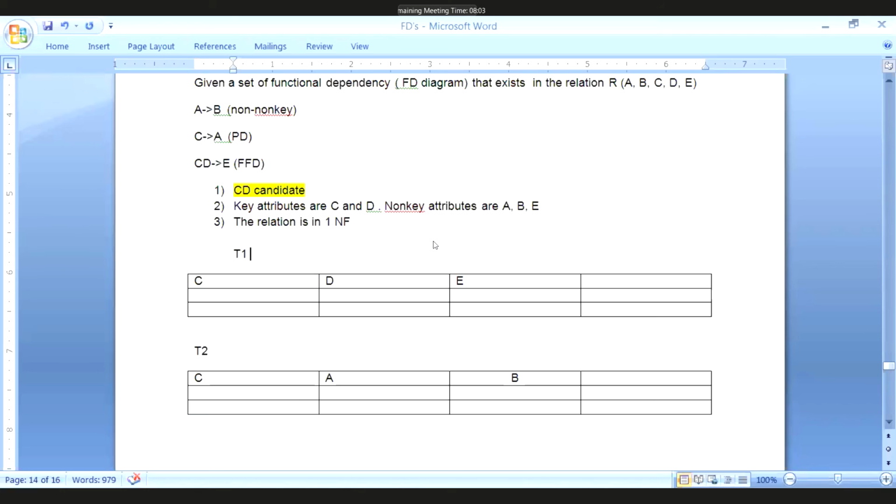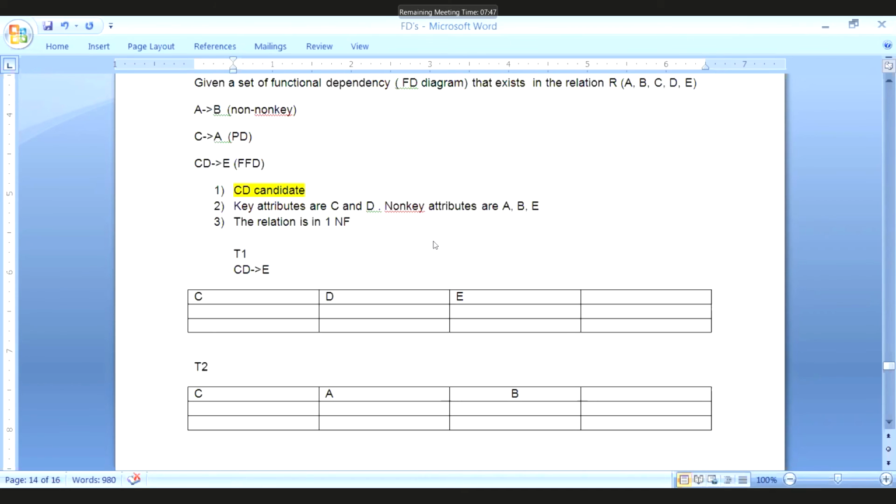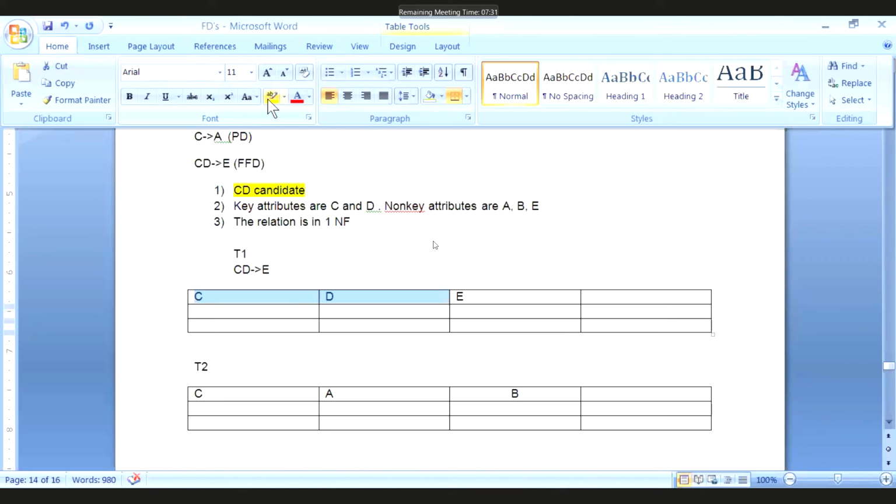So here in the T1 table, who are the candidates, or what is the FD? In the T1 table, CD determines E is the FD that is still holding in the table T1. Then no other FD is there. So who is the candidate key of this table? CD combinedly is the candidate key.